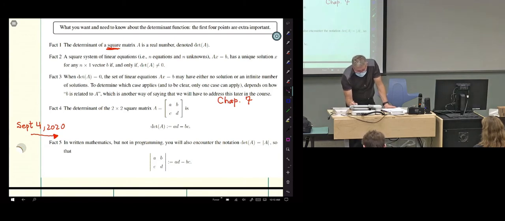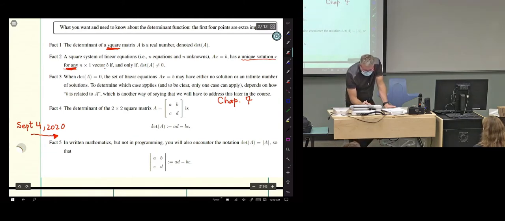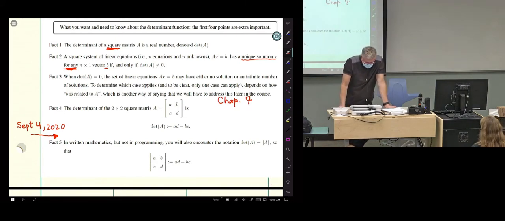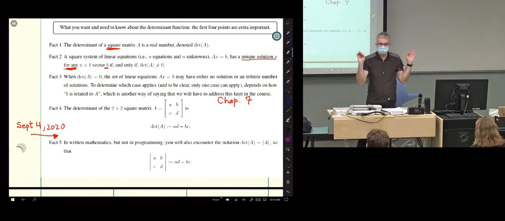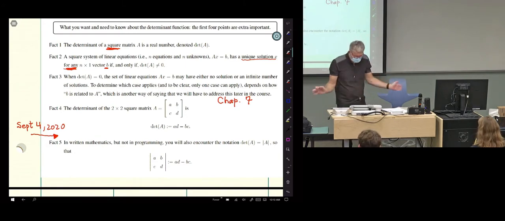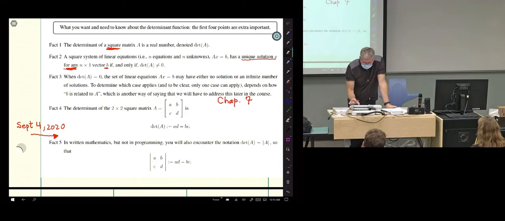The important fact is we have a system of linear equations, Ax equals b. It has a unique solution for any vector we put on the right-hand side if and only if the determinant of A is not equal to 0. So it's this magic thing that gives us uniqueness.